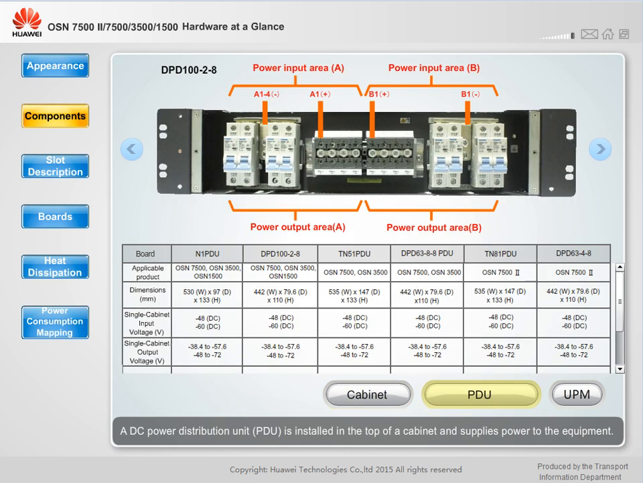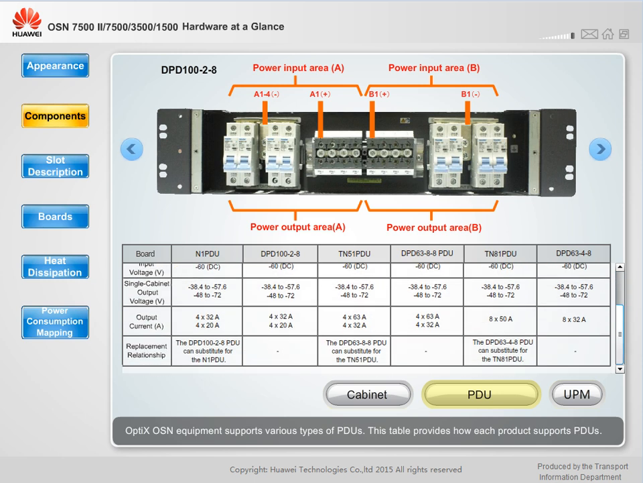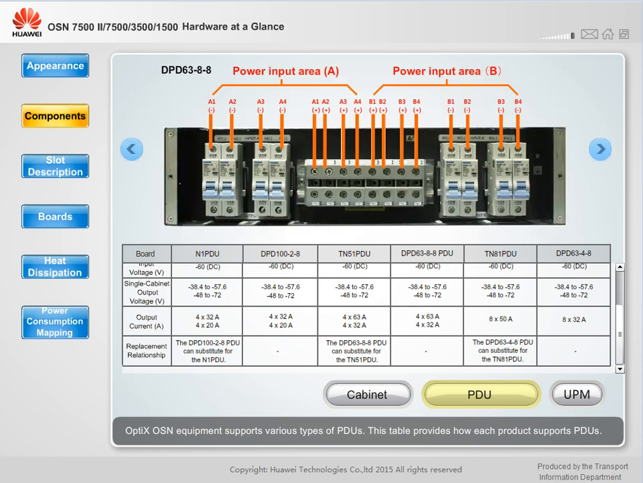A DC Power Distribution Unit, PDU, is installed at the top of a cabinet and supplies power to the equipment. Block A and Block B provide a backup for each other. OptiX OSN equipment supports various types of PDUs. This table shows how each product supports PDUs.